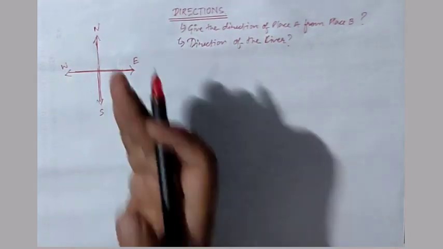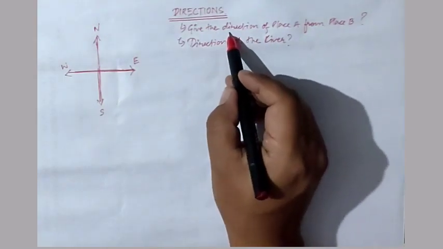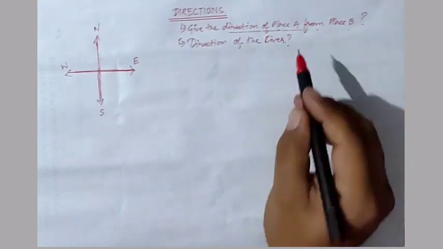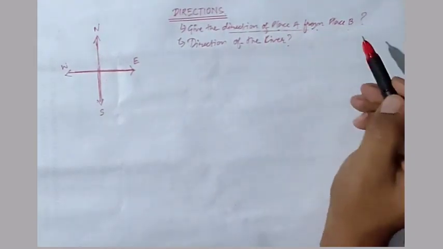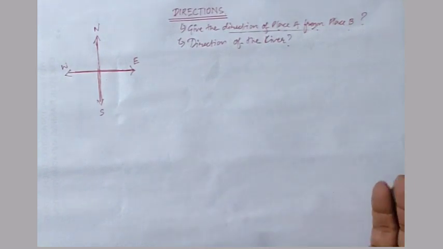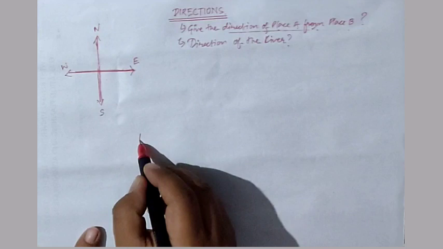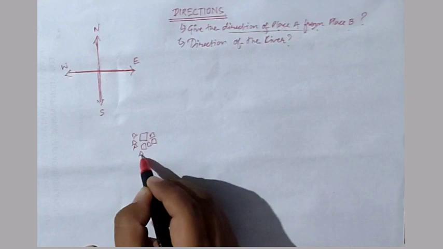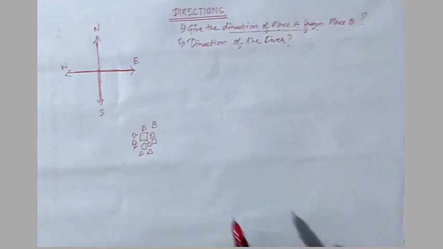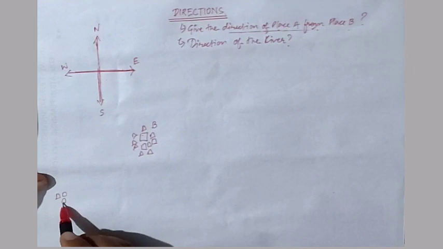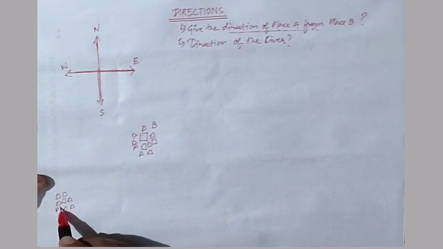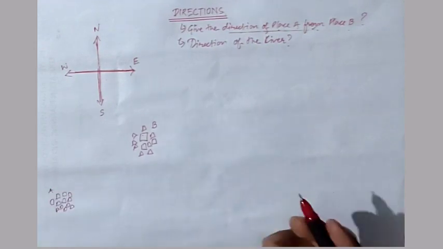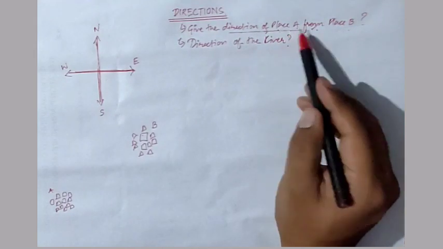Now here it's very simple. For example, a question is asked: find out the direction of place A from place B. Always you need to see the word from, from which place you need to see the direction. Supposing you have a settlement here, settlement B, let us consider this, and somewhere over here you have the place A. Now you have to find the direction of place A from place B.